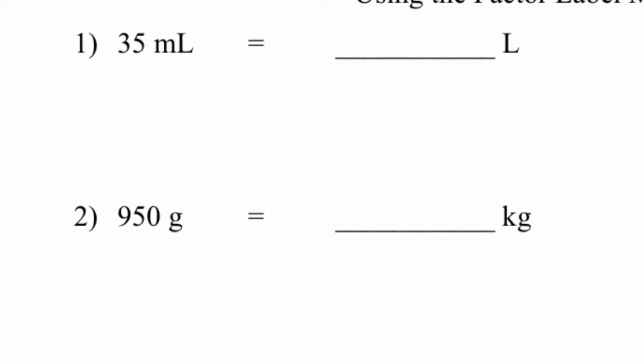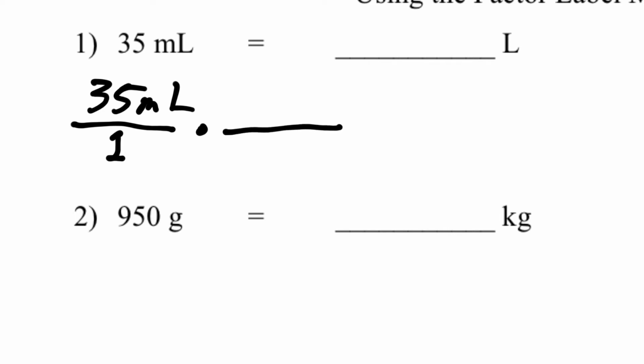So for question number 1, what you will need to do is take the 35 milliliter and always put it over 1. The reason we put it over 1 is that any number divided by 1 is still itself. Mathematically speaking, anytime you divide by 1 or multiply by 1, the number does not change. The second part is identifying the correct conversion unit. In this case, milliliter to liter, you'll want to make sure you have the correct unit on the bottom in order to cancel it out.